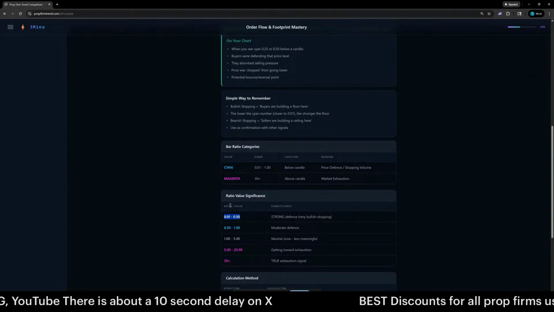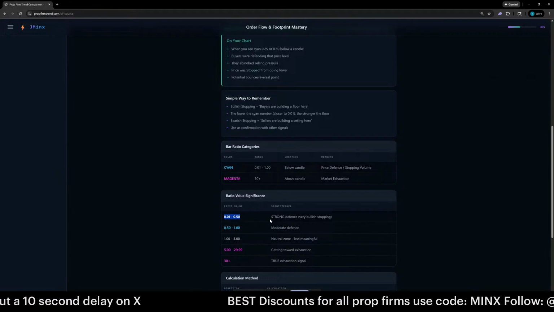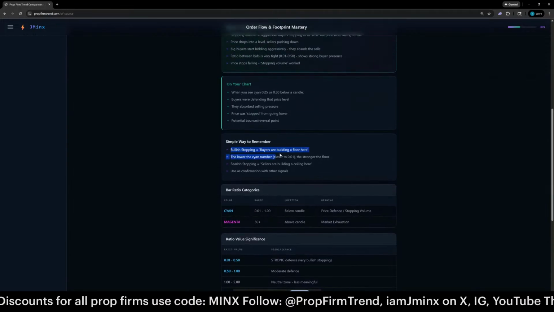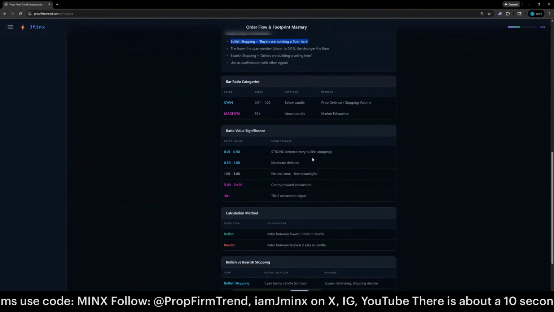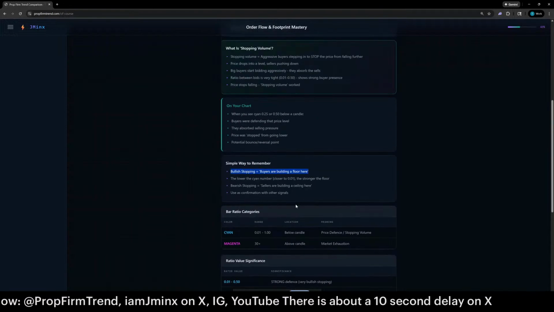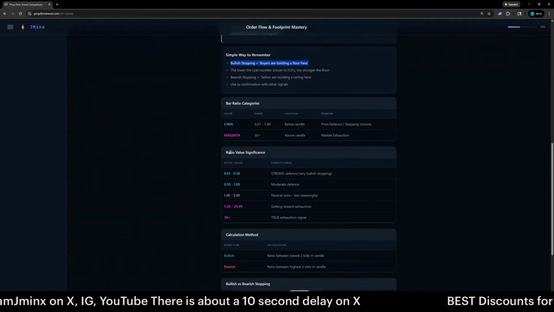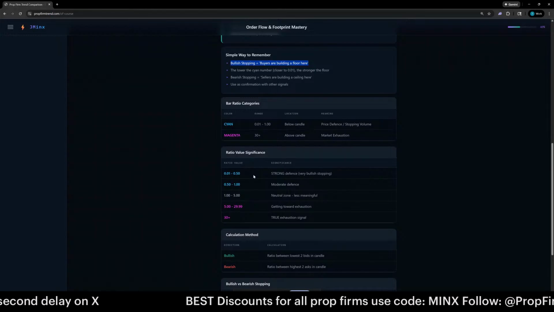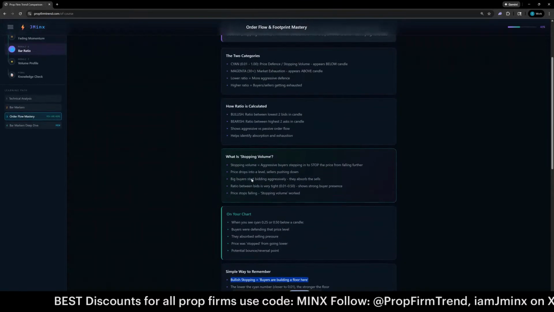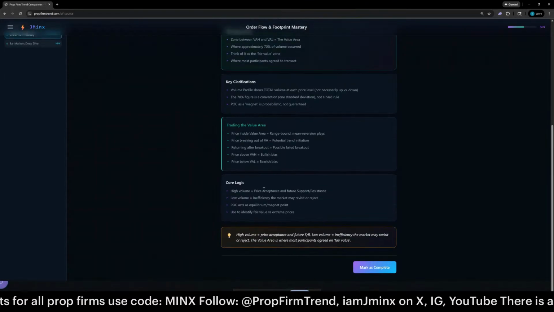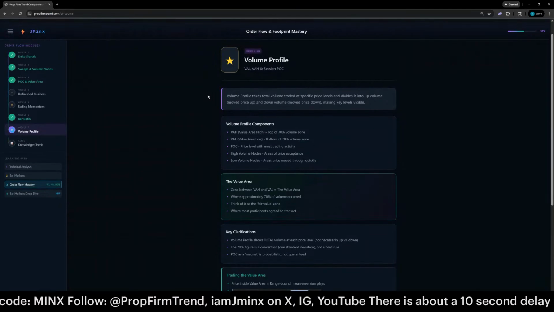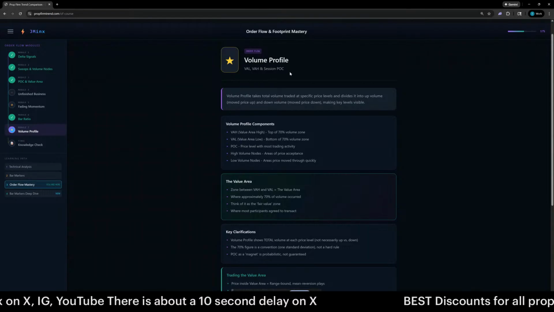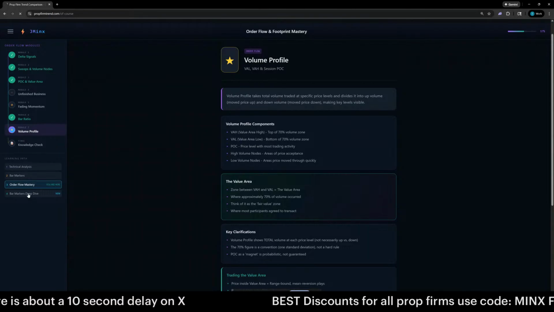Like if it's underneath a candle, it means it's a very bullish stopping. But up here, it means buyers are building a floor here. So it will give you the significance of the ratio value. Again, this is more of volume profile, volume area low, high, session POC.